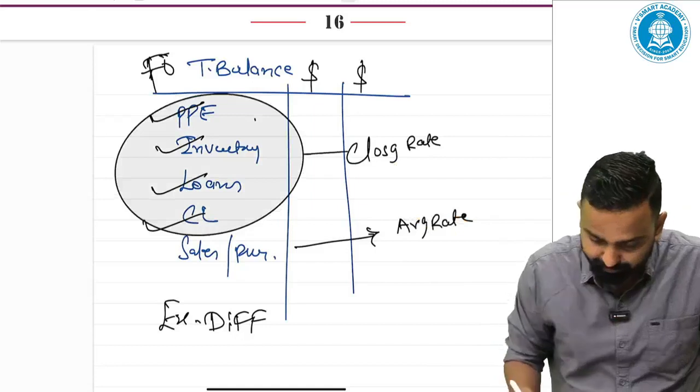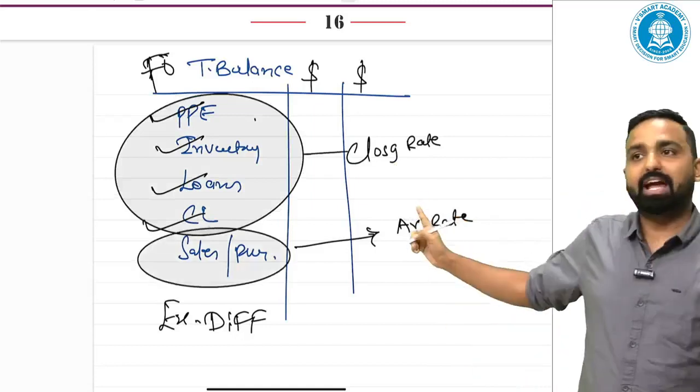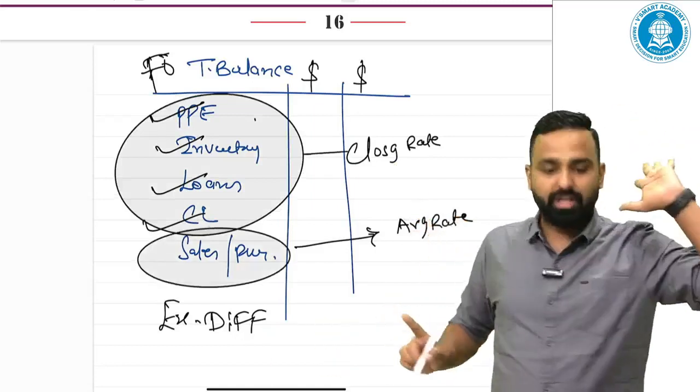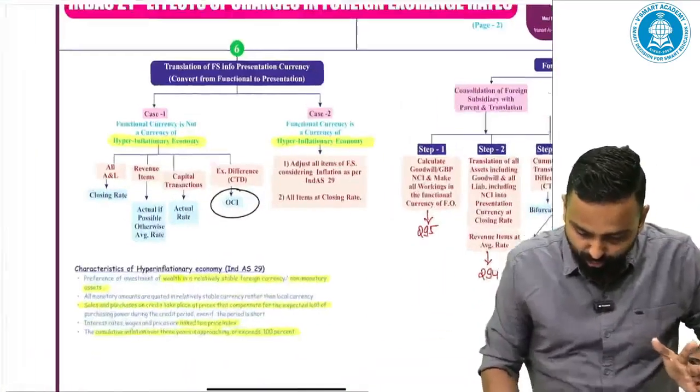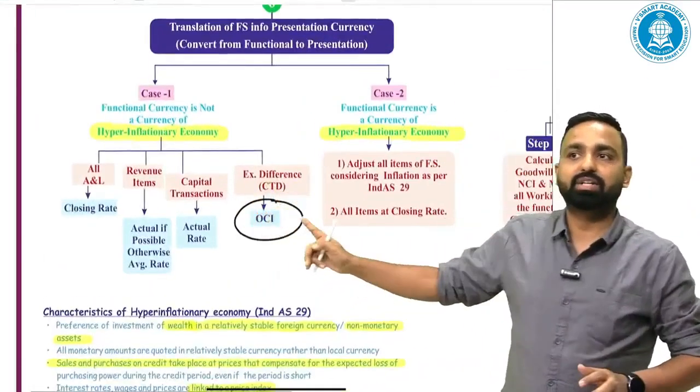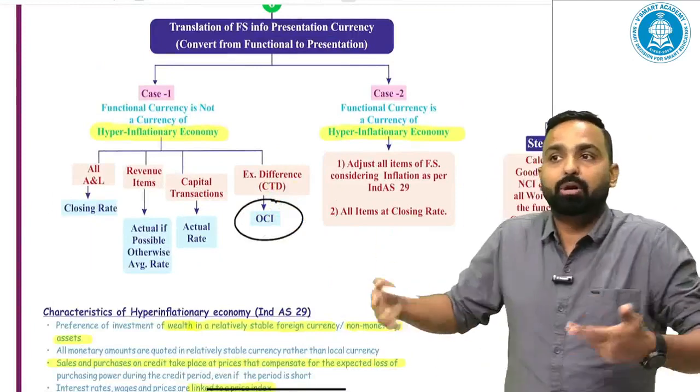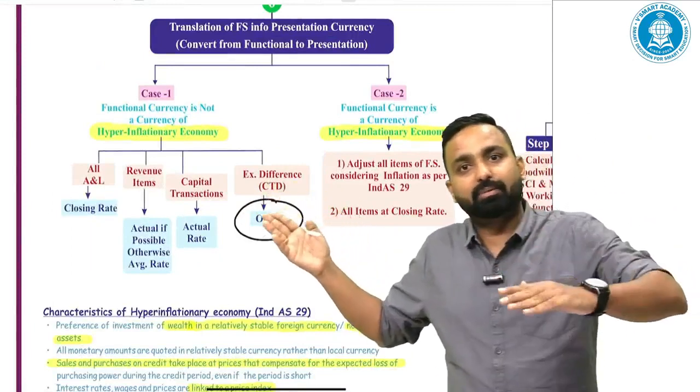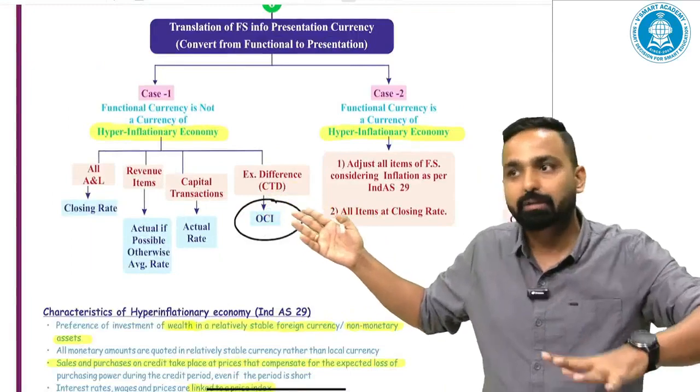All assets and liabilities at closing rate. All incomes and expenses at average rate. Exchange difference transferred to OCI. Guys, are you understanding or not? I will transfer the exchange difference to OCI. Sir, what about this OCI? The exchange difference will always be kept in OCI only.